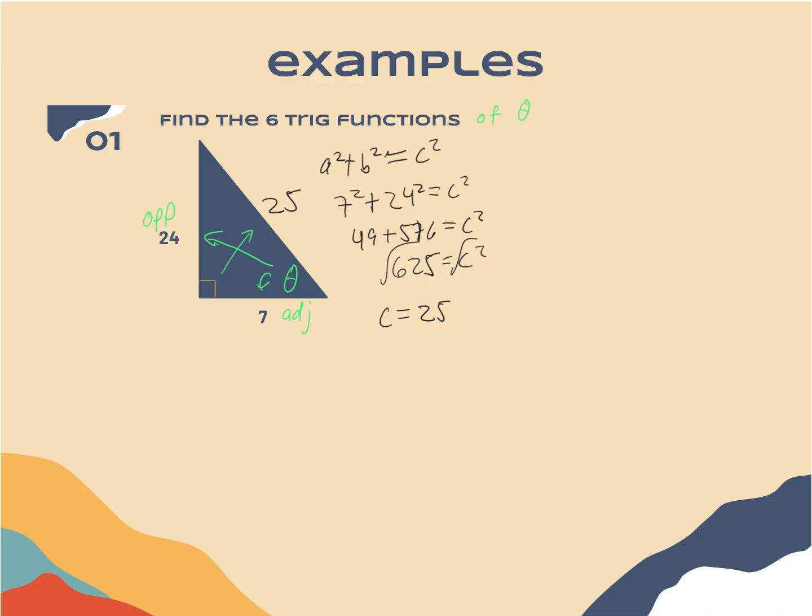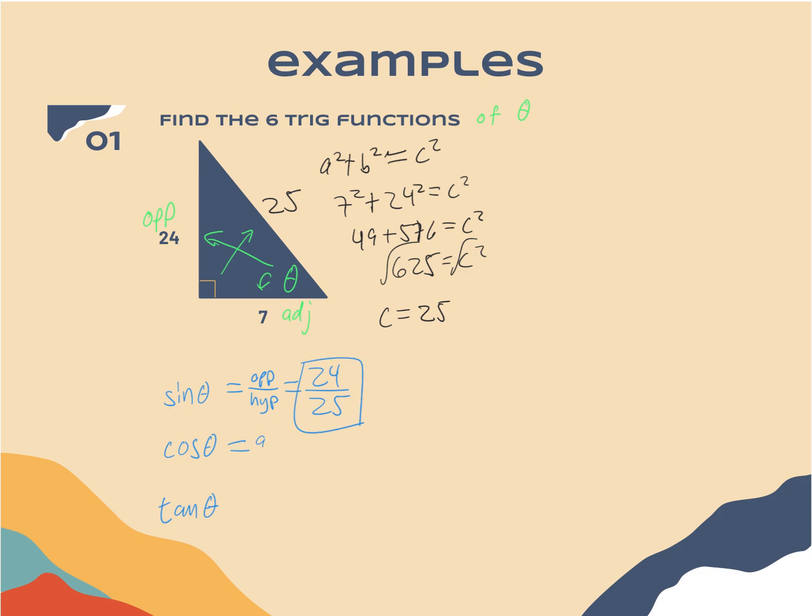And now you can use SOHCAHTOA, right? So I want to find sine, cosine, and tangent of my angle. Right, so remember, sine is always going to be your opposite over your hypotenuse. Right, and my opposite we said is 24. And then your hypotenuse we just found is 25. All right, so that's your value for sine.